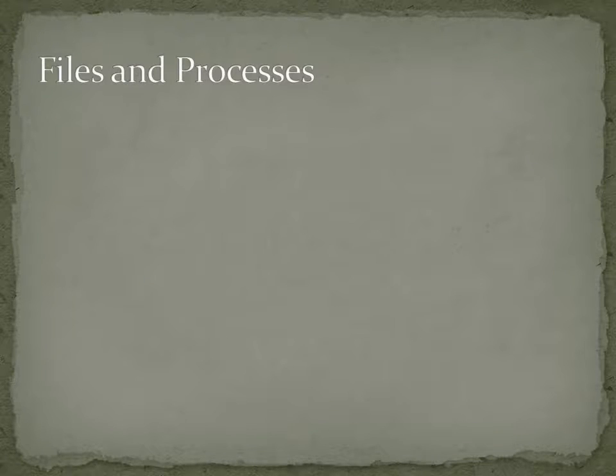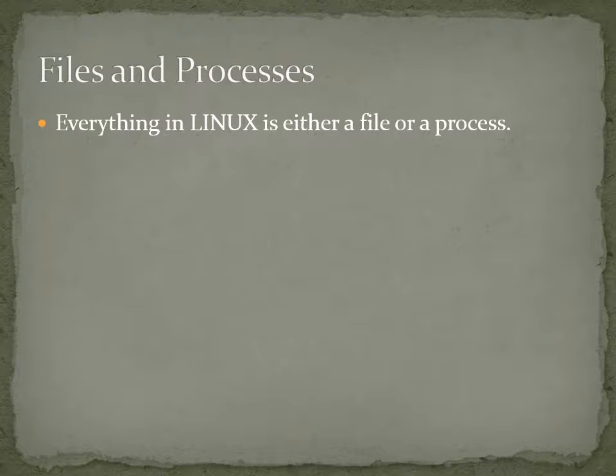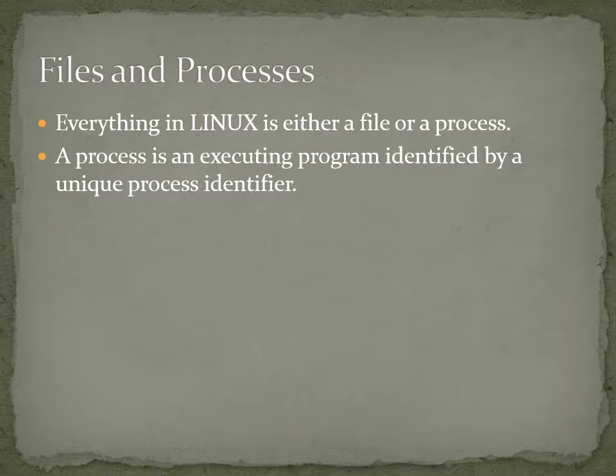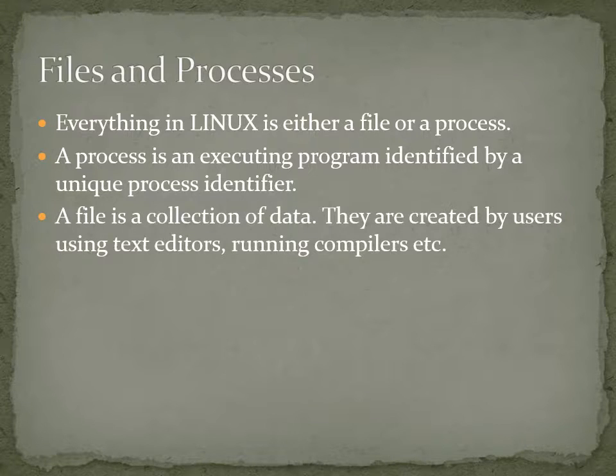Files and processes. Everything in Linux is either a file or a process. A process is an executing program identified by a unique process identifier. A file is a collection of data. They are created by users using text editors, running compilers, etc.